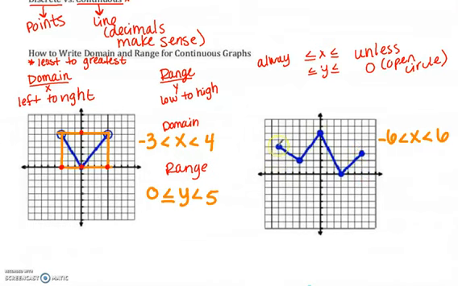At -6, is that an open circle? Nope. So it has a line underneath it. And then at +6, is that an open circle? No. So it has a line underneath it. And all that means is it goes from -6 to +6. That's all it means. Okay?